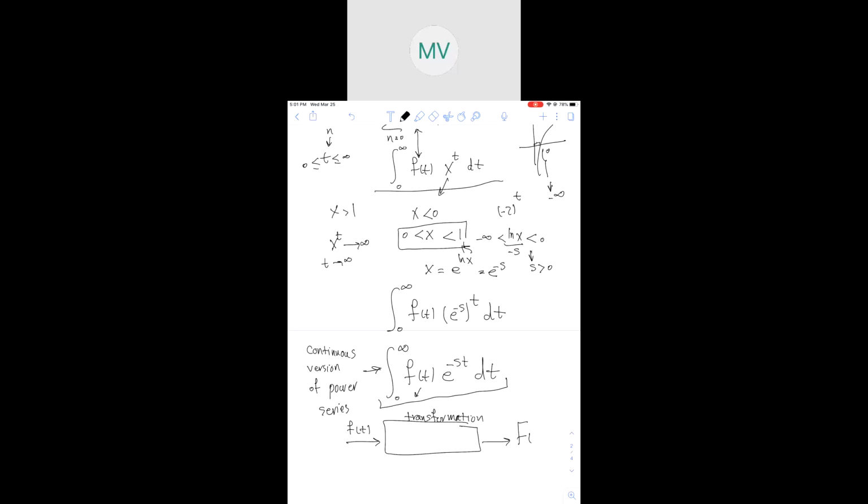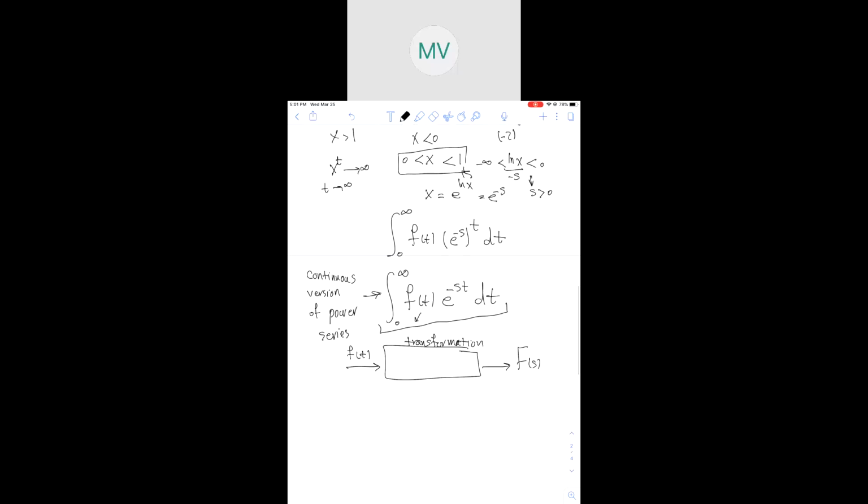So I'm going to call that function capital F of s. There we go. That was the story of the Laplace transform. In fact, that's the motivation. So what is it? It's a transformation that on one side you're sending real valued functions f of t, and on the other side it gives you a function of s. I'm going to call it capital F of s.